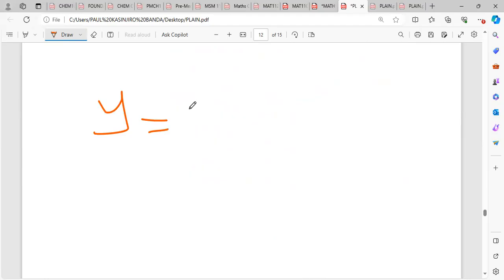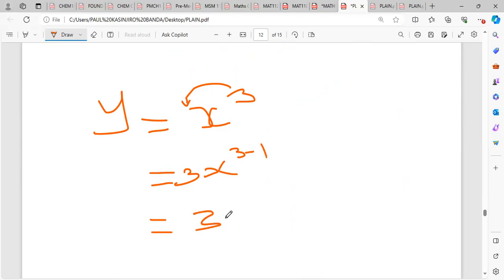So y is equal to a variable here which can be x to the power 3. How do you differentiate that? You just drop the power, then you reduce the power by 1. So you say 3 minus 1, meaning you're just going to have 3x squared. So when there's a variable raised to a power, it's not that difficult. You just use the same principle for differentiation.